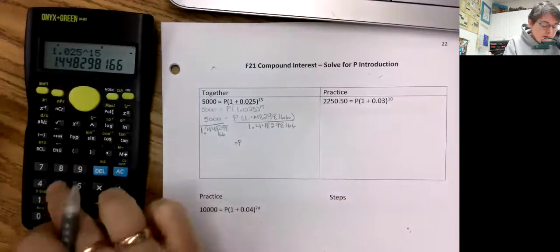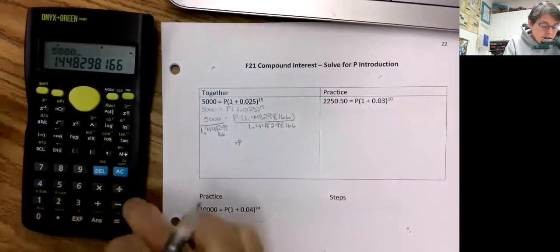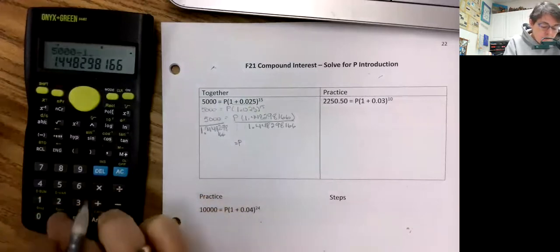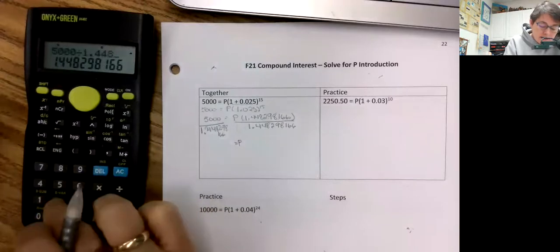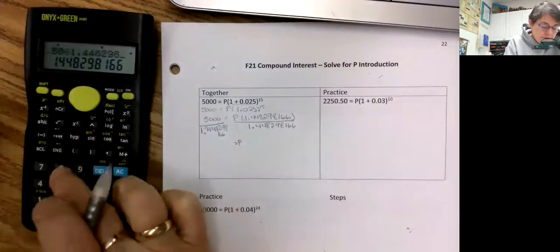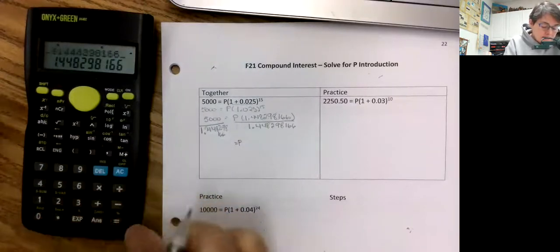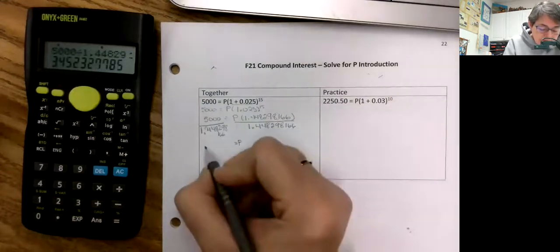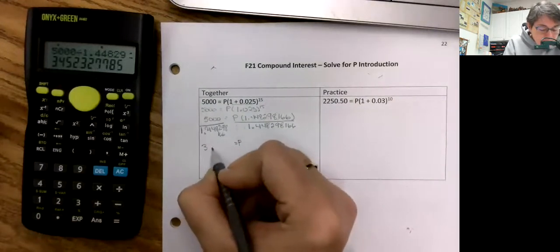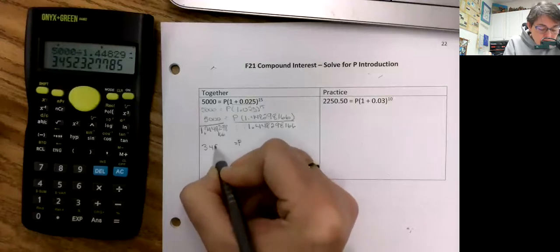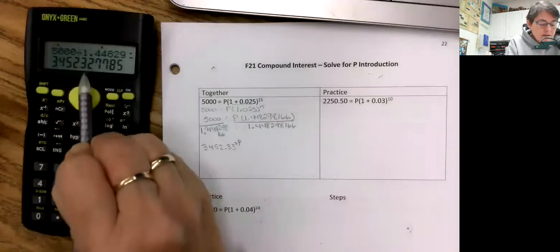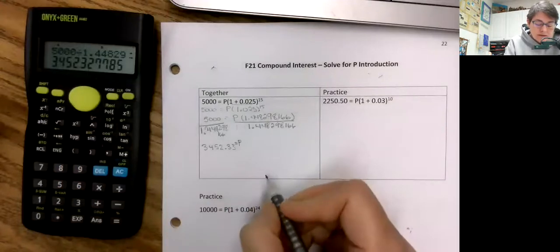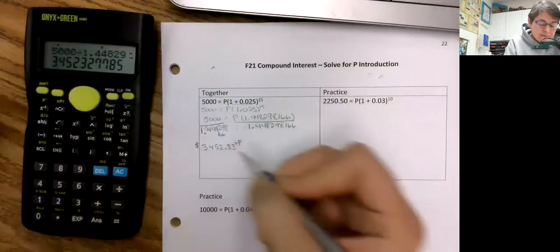So I can go to my calculator, 5,000 divided by 1.448298166. All right, and that will give me $3,452.33, right? Carry that over. So that's one option.